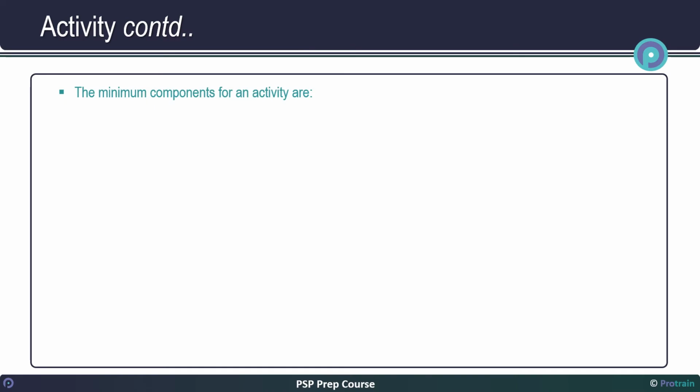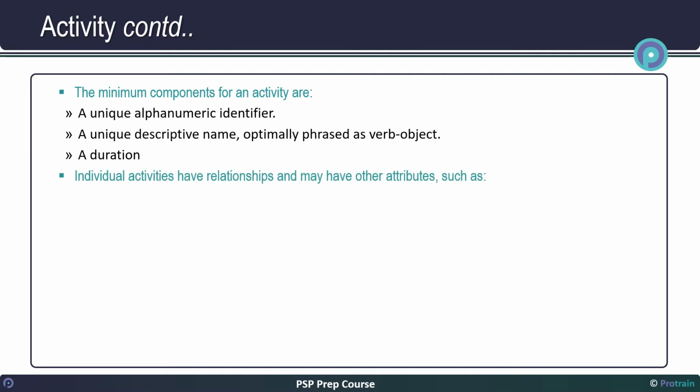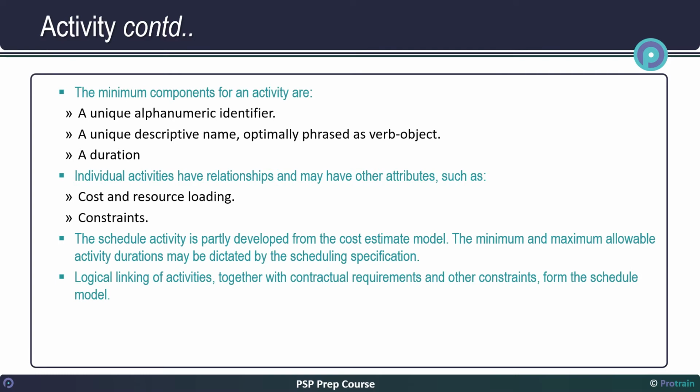The minimum components for an activity are a unique alphanumeric identifier, a unique descriptive name, optimally phrased as verb object, a duration. Individual activities have relationships and may have other attributes such as cost and resource loading. Constraints. The schedule activity is partly developed from the cost estimate model. The minimum and maximum allowable activity durations may be dictated by the scheduling specification. Logical linking of activities, together with contractual requirements and other constraints, form the schedule model.